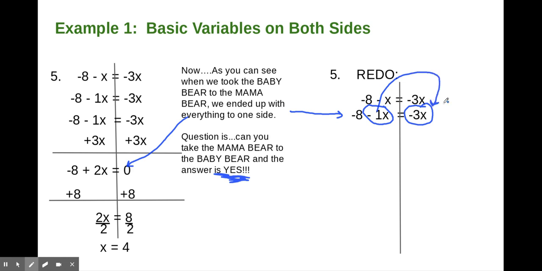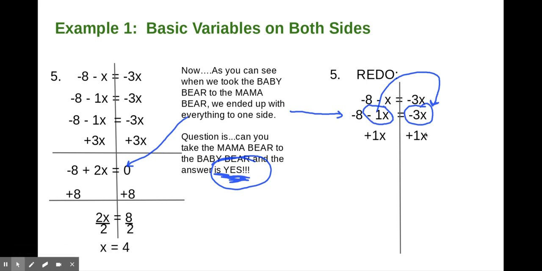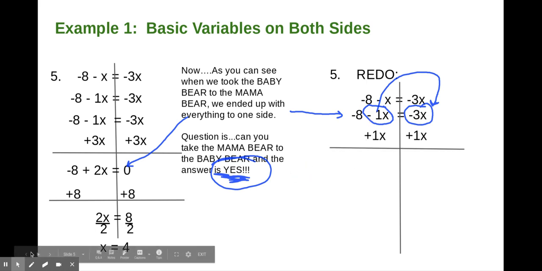And you might be like, well, are we allowed to do that? Again, the answer is yes, you can do that. Okay. But again, anytime you take anything across the equal sign, you have to make it its opposite. So I'm going to not make this a negative 1x to the other side. I'm going to make it a positive 1x to the other side. And when you do that, the negative 1x and the positive 1x cross out.